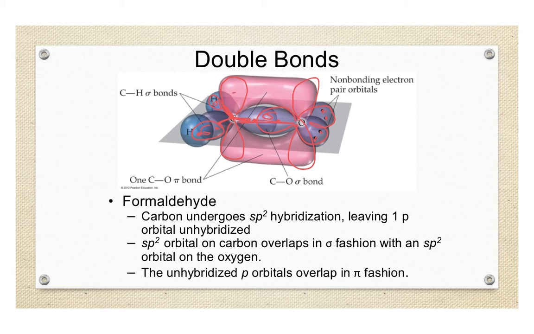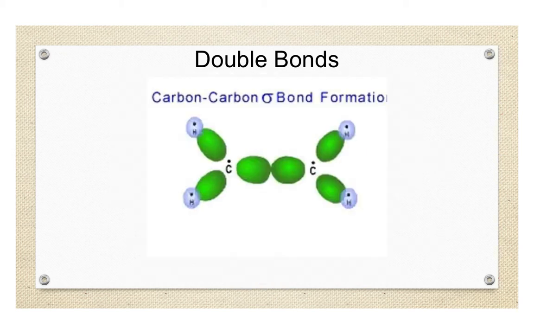That's going to give us an electron here and an electron there. Those p's up and down do the side-to-side overlap, forming another bond. So there is our pi bond. And again, this whole thing is the pi bond. So we end up with a sigma and a pi, and so we end up with a double bond, looking like that. Again, those unhybridized p orbitals overlap in a pi fashion.